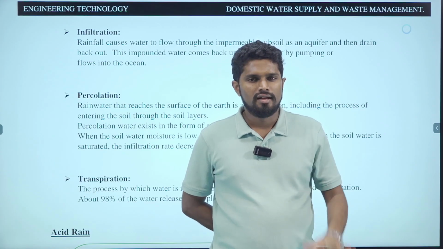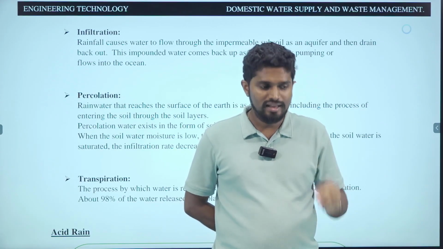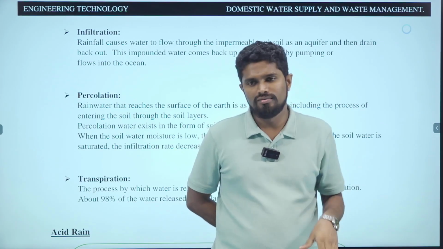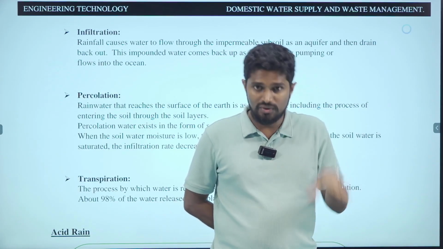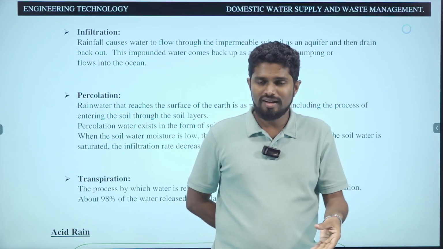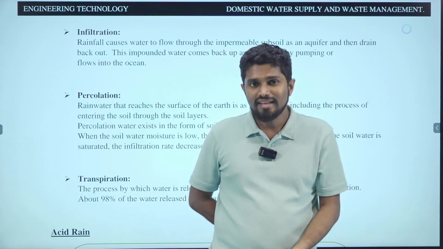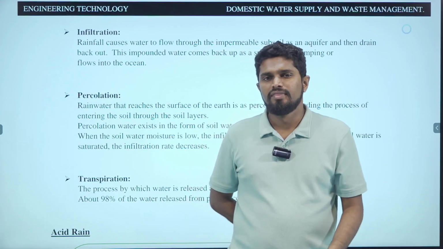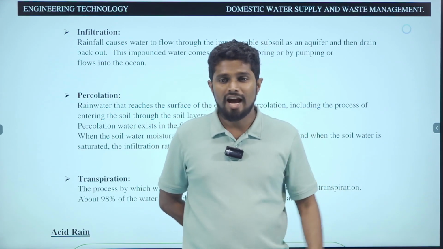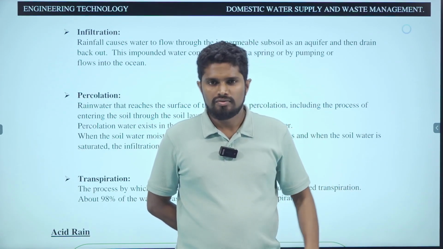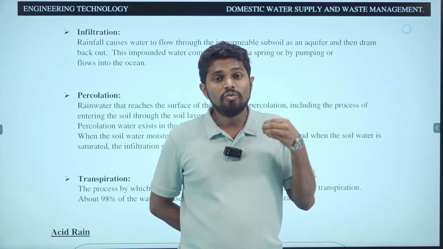Why? The soil water level is very low. The soil's water level is very low, so what happens? It will very quickly absorb the water in the soil. But if it rains for a week or two, after rain what happens? The soil contains a higher water percentage.